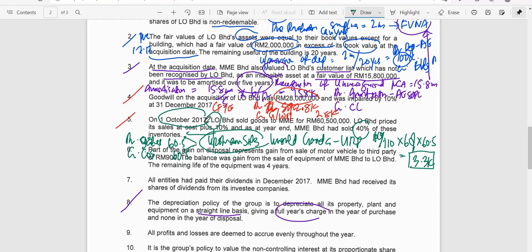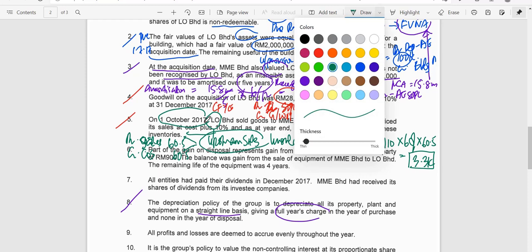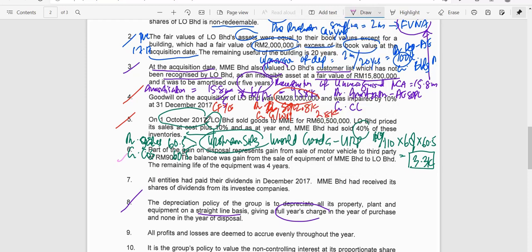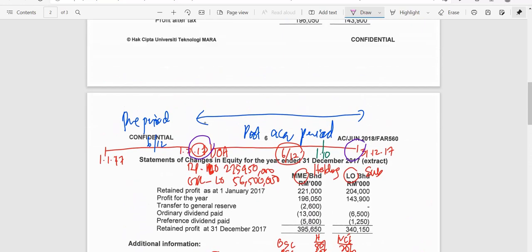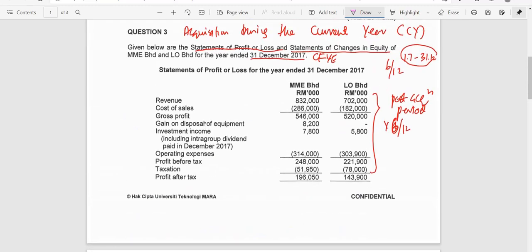Now we go to number 6. We are doing the adjustment first. Then we'll be doing the remaining preparation. Part of the gain on disposal represents gain from sale of motor vehicle to a third party. So if you look at the gain on disposal here, these are the gain on disposal.